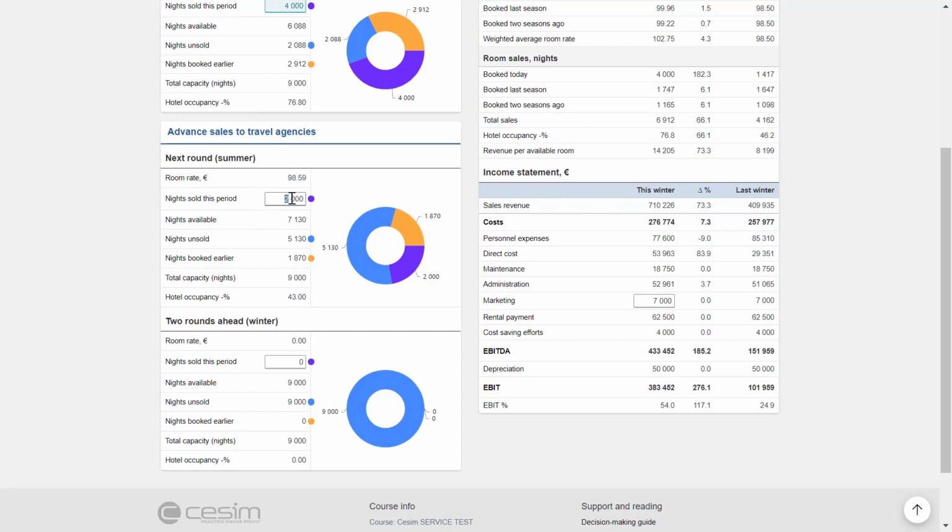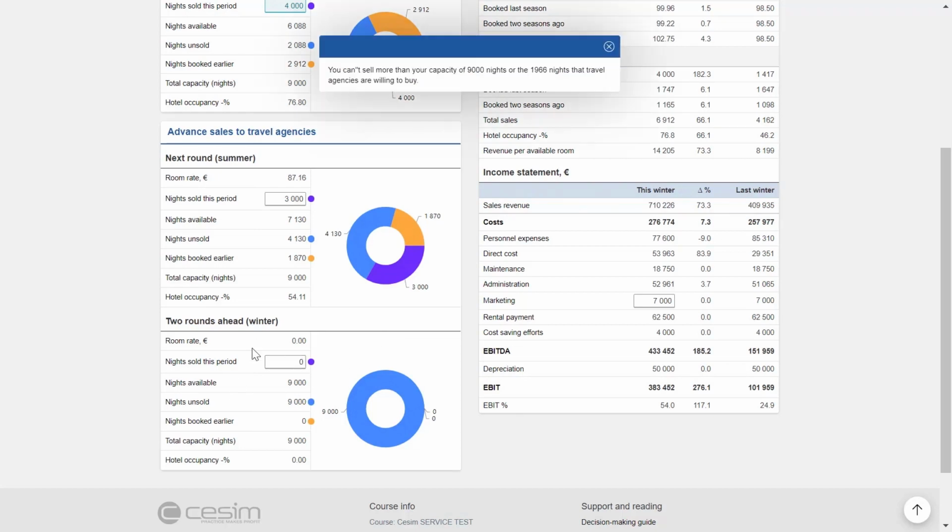And then if I try to increase the amount, then the price will drop, and vice versa. And then for the two rounds ahead, the logic is exactly the same. We decide how many we want to sell. In some cases, if we try to sell too much, the channel may tell us that, okay, you're not going to be able to sell that much.